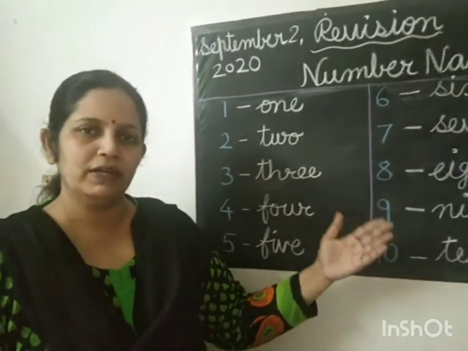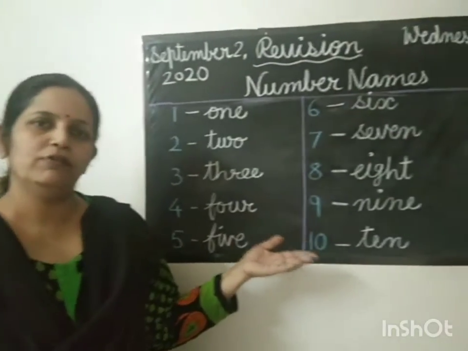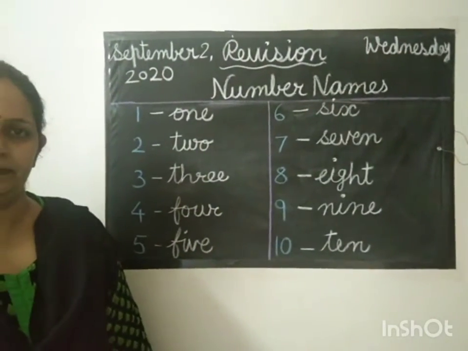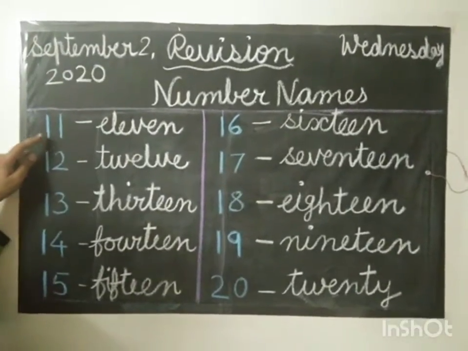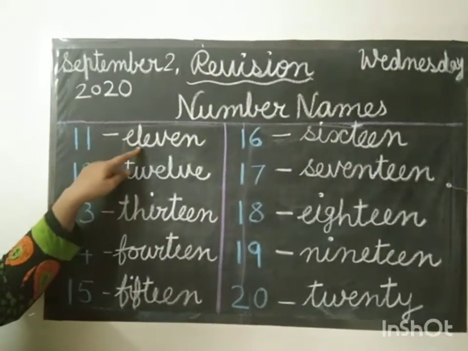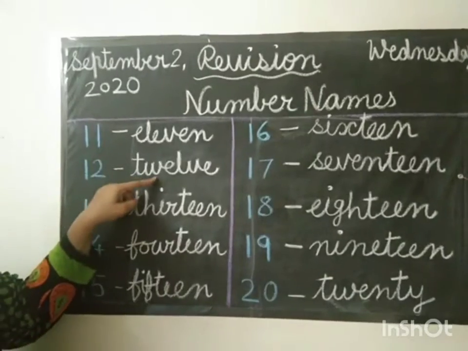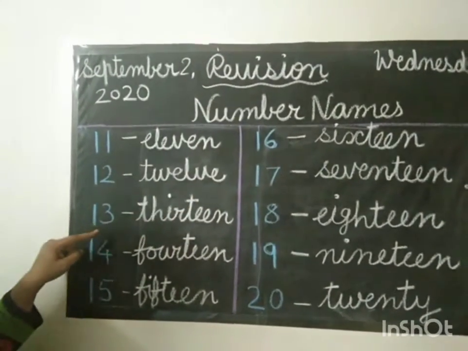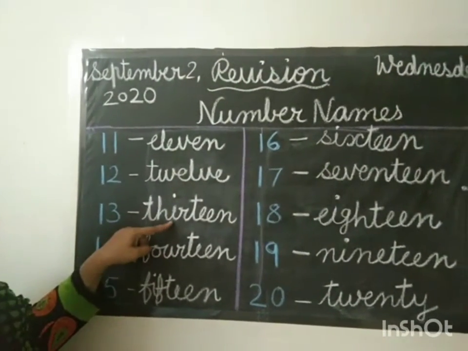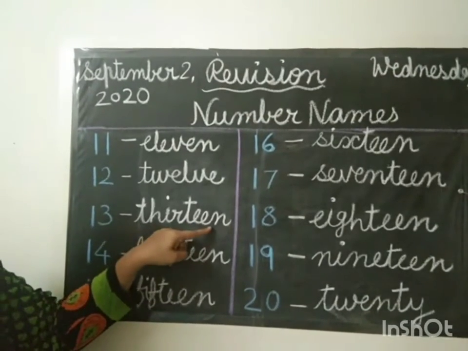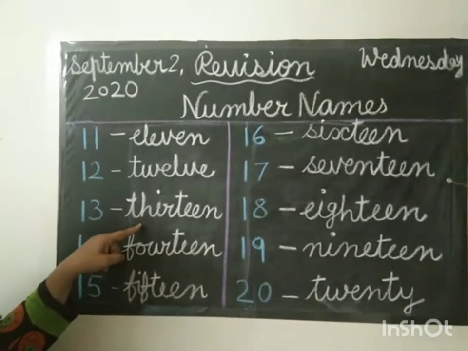Okay. Now we will revise the spellings of 11 to 20. 11, E-L-E-V-E-N, 11. 12, T-W-E-L-V-E, 12. 13, T-H-I-R-T-E-E-N, 13.